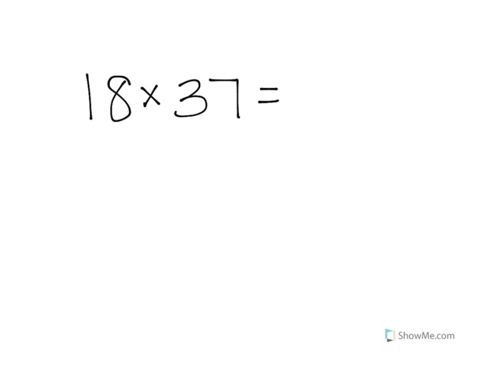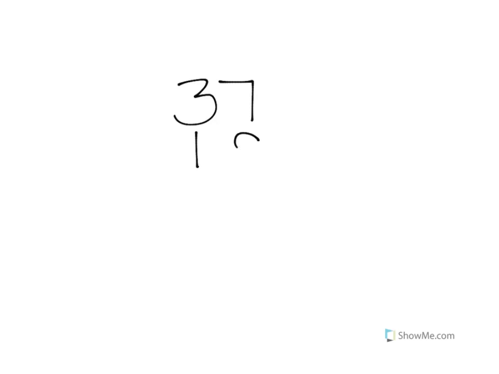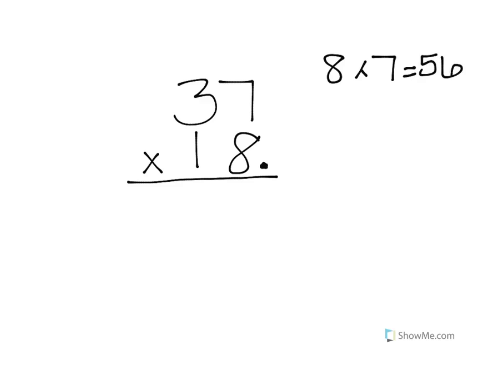Again, I'm going to get a fresh page to give myself lots of room. This time I am going to put the 37 on top. No reason, just felt like it. And I'm multiplying. Again, I'm going to start down in this corner with the 8. I'm going to say 8 times 7, and I'll write my work over here so that it might be easier to follow this time. 8 times 7 equals 56.